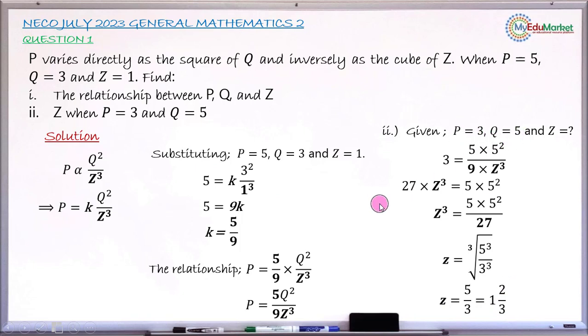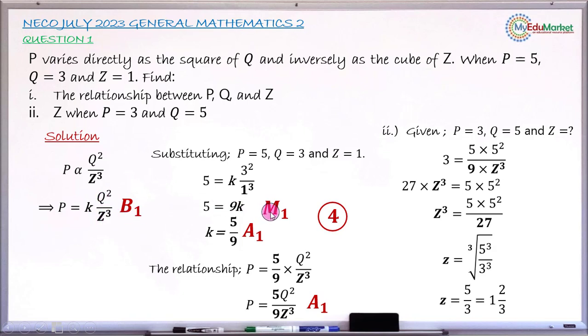So let me share with you how this question is marked according to the official NECO marking scheme. The very first mark, if I am to mark this Roman 1, is the bonus 1 mark. And you have this bonus 1 mark when you write this relationship with the constant K introduced instead of the sign of proportion. So you have this bonus 1 mark when you write P equals K times Q squared over Z cubed.